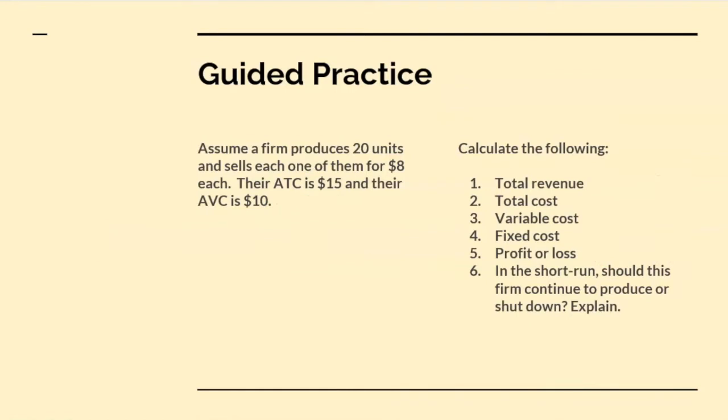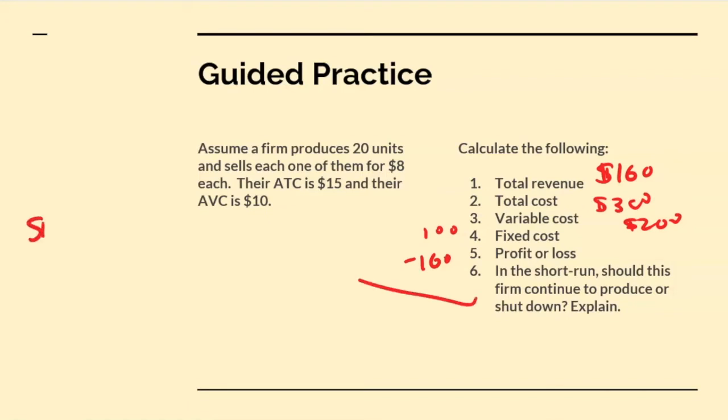All right, so what about this one? We're not going to go over the math. We're just going to get to the right answers here. So total revenue is 160. Total cost is 300. Our variable cost is 200. Our fixed cost is 100. I'll just put it over here. We have a loss of 160, so minus 160. And so now, in the short run, should this firm continue to produce or shut down?